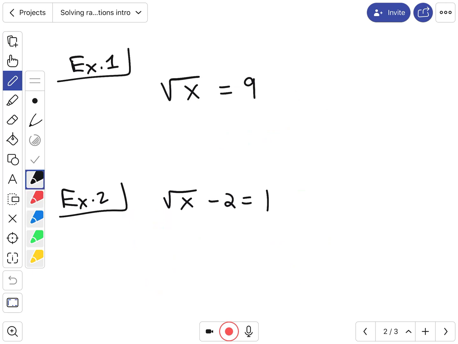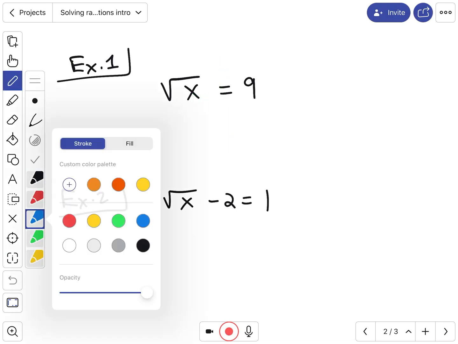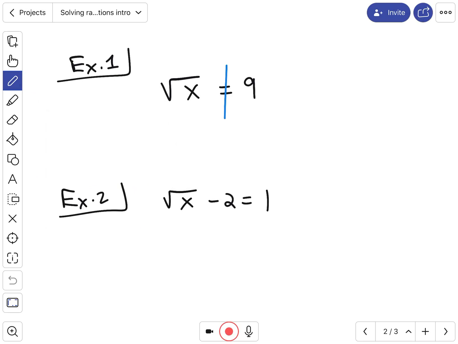So in order to solve for a variable like x, we need to get x by itself. So here's the equal sign. Okay, so what is the way of x being by itself? Well, this square root, or the radical. How do you get rid of a radical? What's the opposite of a radical? Is it addition, subtraction, multiplication, division, something else?